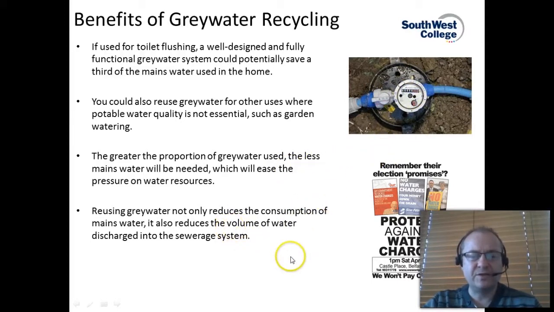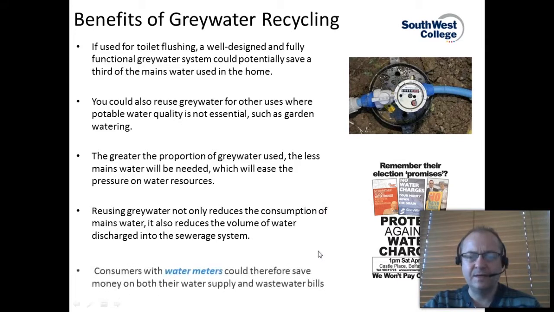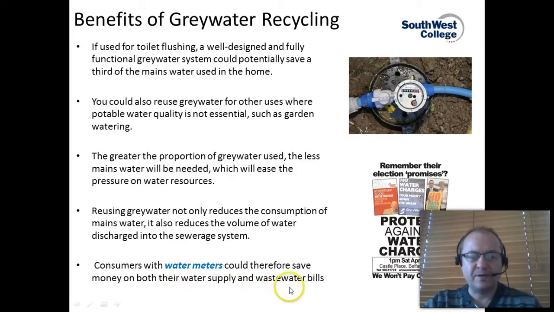So reusing grey water reduces the consumption of your mains water, but it also reduces the volume of water that you discharge into the sewerage system. In most water areas where you're metered, you get a charge for what you use, and then you also get a charge for what you put into the sewerage system. So you're reducing two charges in water metered areas. Consumers with water meters could therefore save a significant amount of money on both their water supply and their wastewater bills.